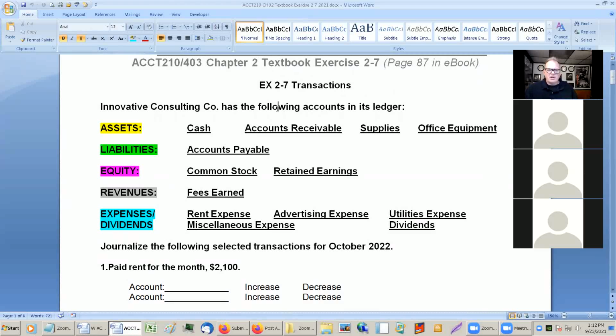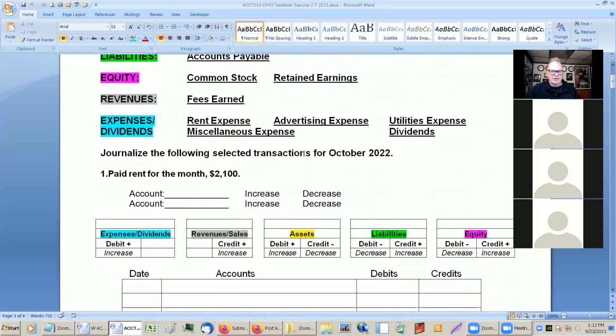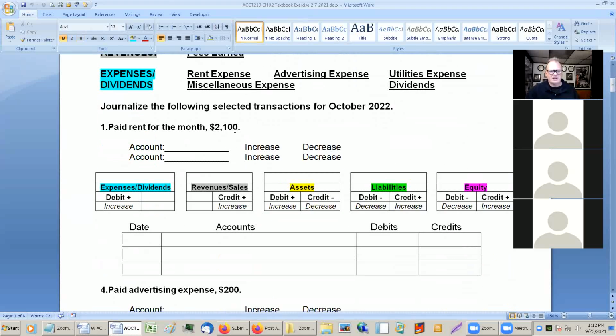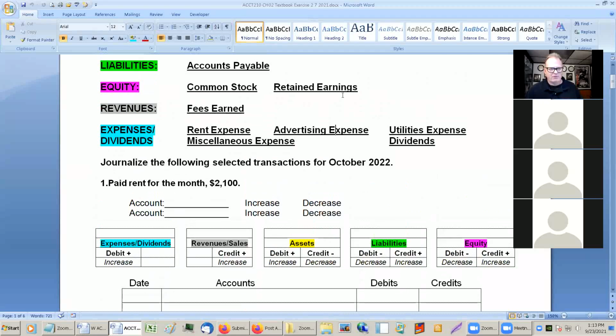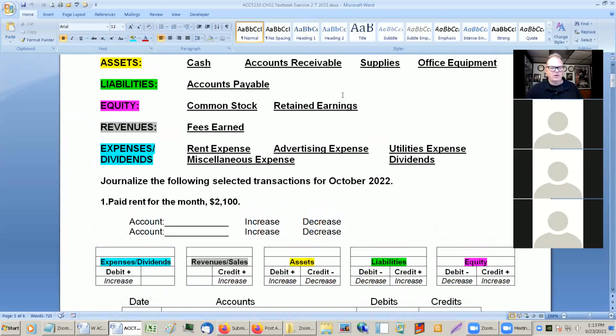Okay, and this one, again, is from the book, and if you look in the book, it's very similar. I've changed the numbers because they change them in different editions and all that kind of stuff. But the transactions themselves are identical. And I also changed it to 2022, which is kind of a funny way of doing it.